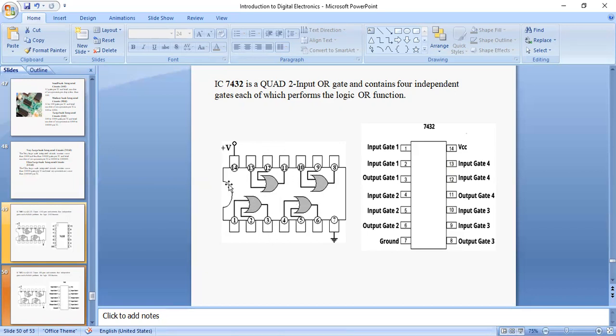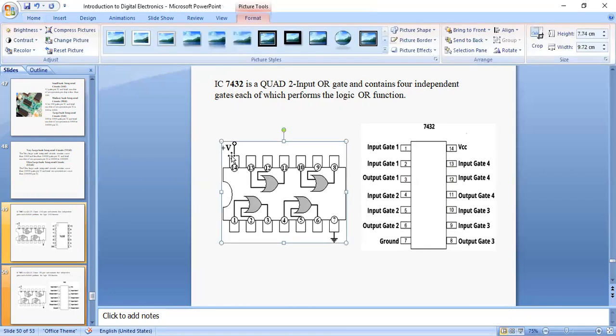So here also it is the same symbol and same pin configuration. In the symbol we have first, second and output of the first gate, and then 4th pin and 5th pin, input of the OR gate. Here also these two are input terminals, and this 6th is the output terminal. Now 7th pin is ground. And coming to 8th, 9th, 10th belongs to one gate, and 11, 12, 13 pins belong to another gate.